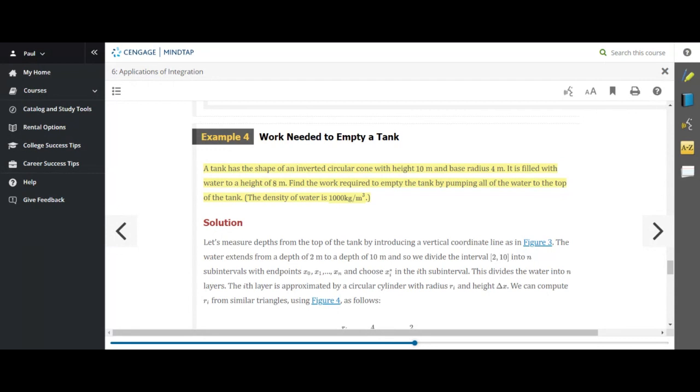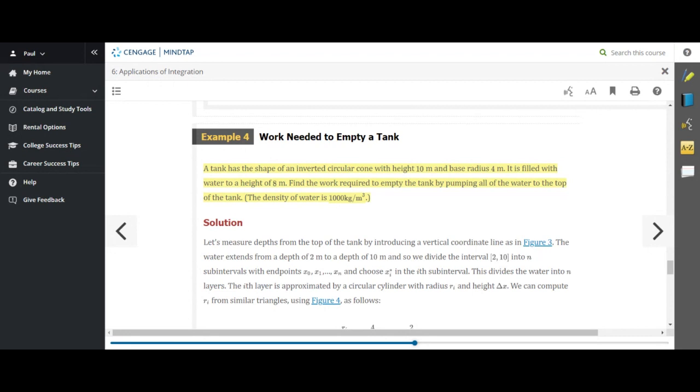We are now looking at another example in section 6.6, applications to physics and engineering. In this example, it's another tank problem. We have a tank that has the shape of an inverted circular cone with height 10 meters and base radius 4 meters. It's filled with water to the height of 8 meters. Find the work required to empty the tank by pumping all the water to the top of the tank.